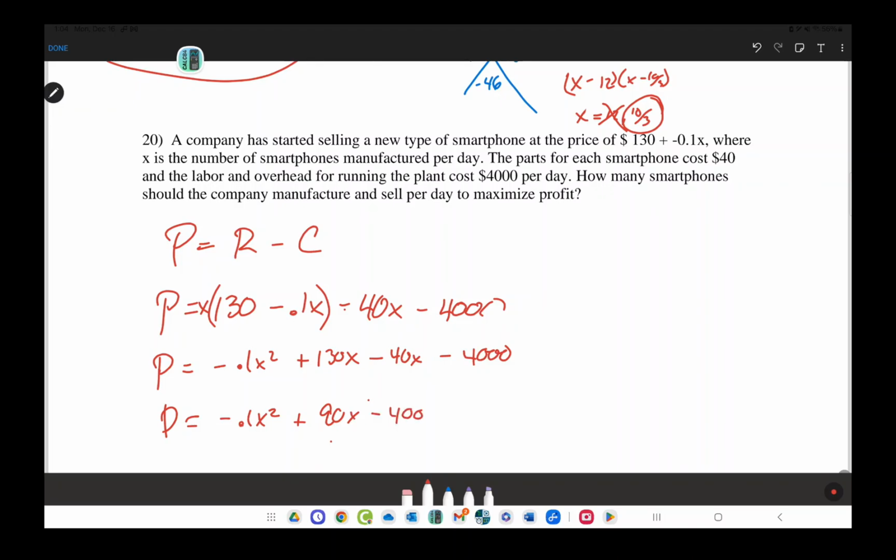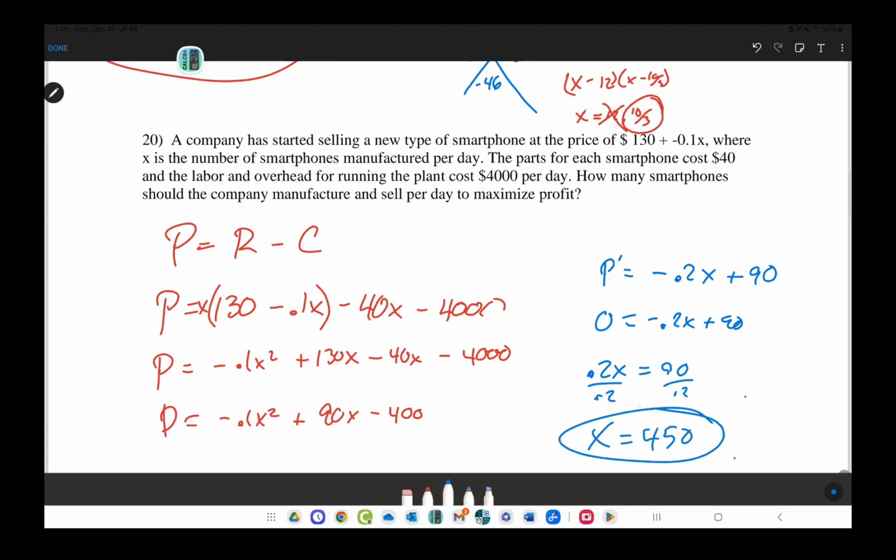And we take the derivative, what do we get? We're trying to maximize profit. The derivative gives us negative 0.2x plus 90. So 0 is equal to negative 0.2x plus 90. That means 0.2x equals 90, divided by 0.2, x equals 450. Yeah, there it is.